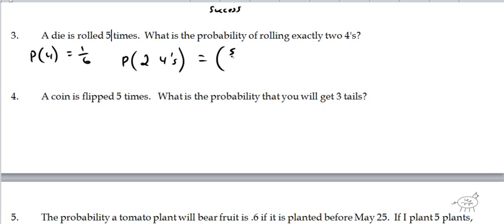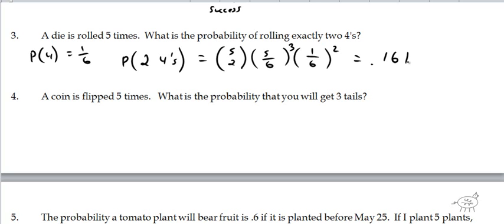Well, it's 5 rolls, and you're getting 2 4s. And remember, your success is 1/6, and your failure is 5/6. So the 2 goes here, the 3 goes here, because 5 minus 2 is 3, and we get 0.161.